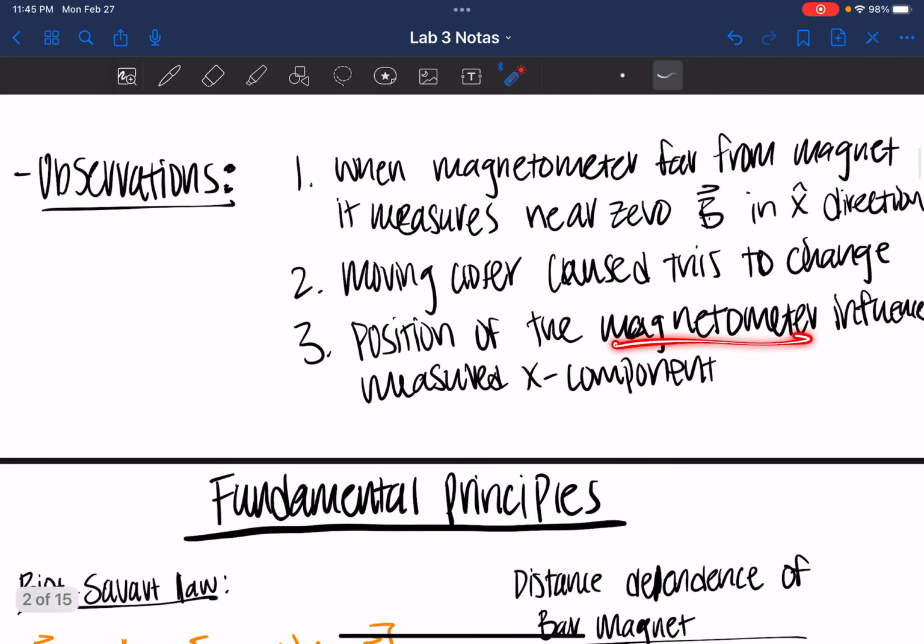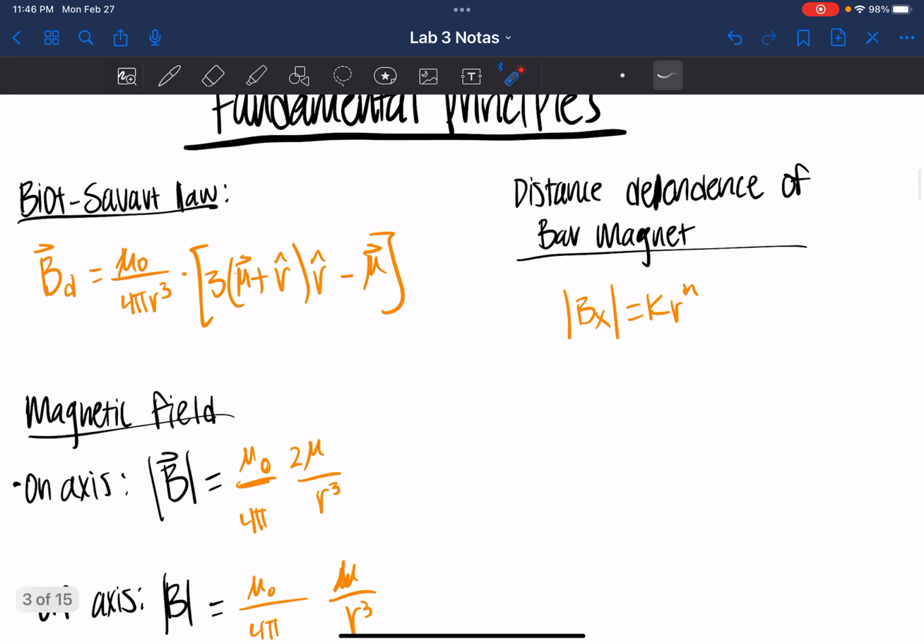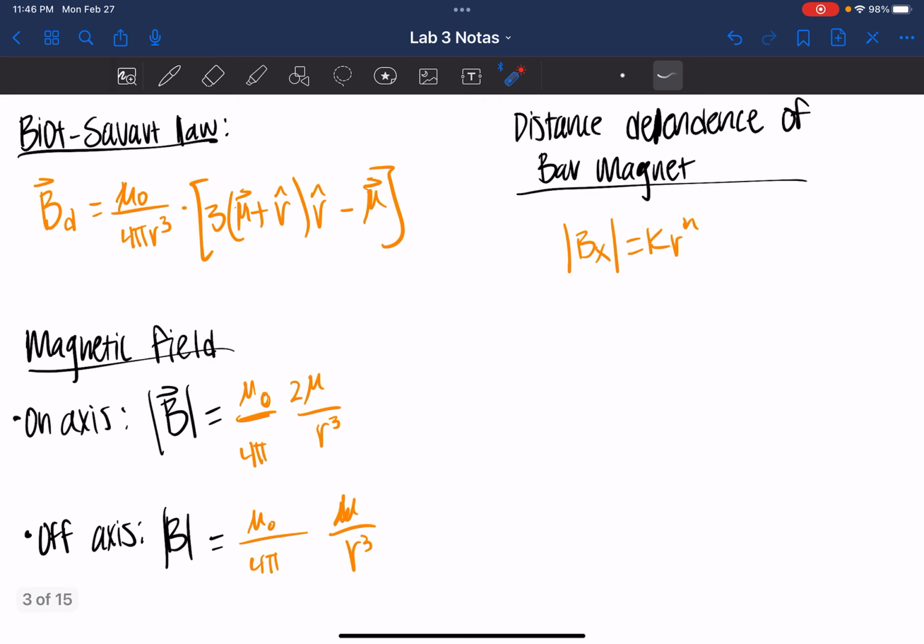The fundamental principle for this lab was the Biot-Savart law, and this is the part that we put into code, because it's hard to calculate this at any distance except on or off axis, because this part simplifies when it's on or off axis. And then this is the distance dependence formula for a bar magnet, and this is the on axis, and this is the off axis.